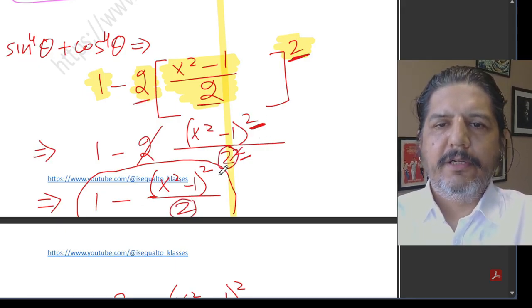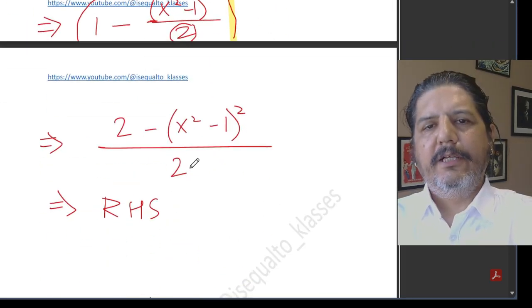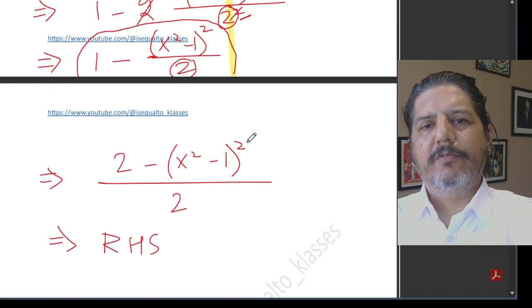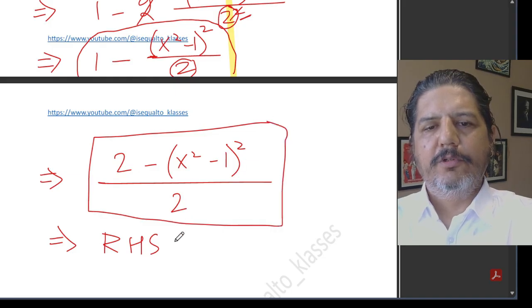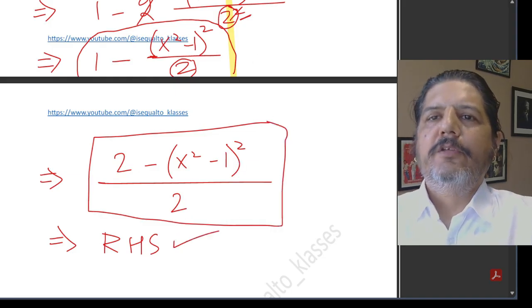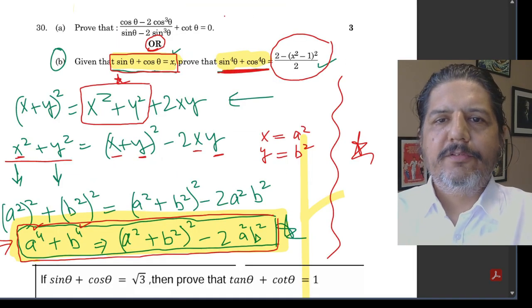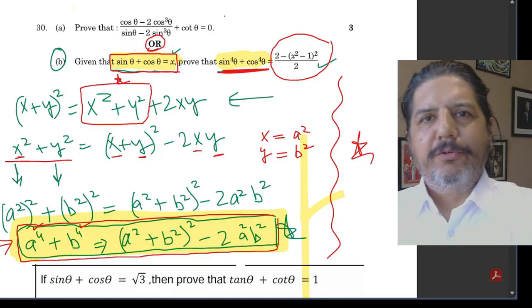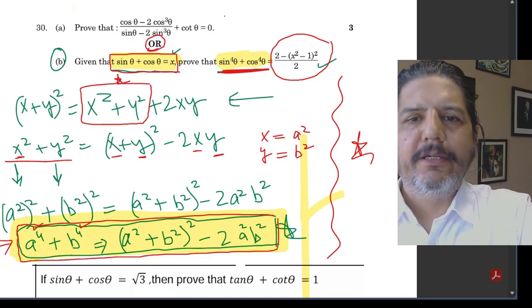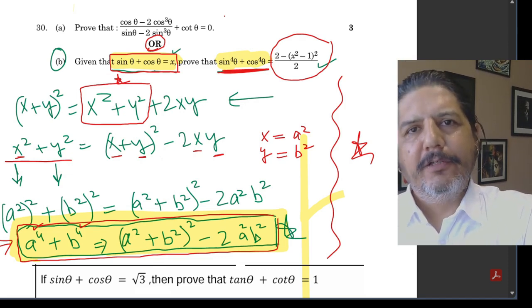Here, 1 minus (x square minus 1) whole square upon 2. I took the LCM: 2 minus (x square minus 1) whole square upon 2. This was equal to the right hand side. So I've spent some time explaining this question because it is an interesting question, less of trigonometry and more of algebra. Let's move to the next question.